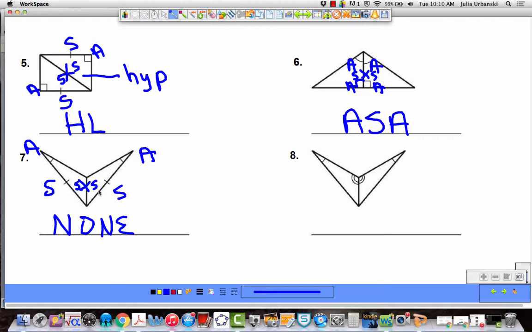And don't worry, I'm gonna practice this some more with you guys, but I'm just trying to show you. Look at this one. I only have 2 angles. That's not enough information. What else do you see? The reflexive side right here. Yeah. So now look at the order of the letters. It goes angle, angle, and then what? Side. So the side's not between them. That would be AAS.